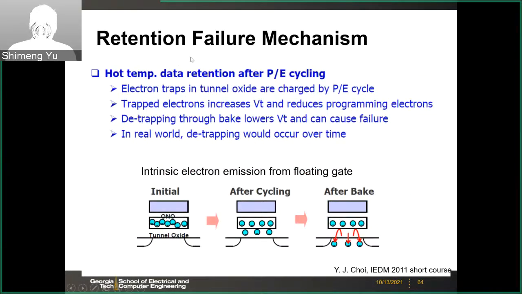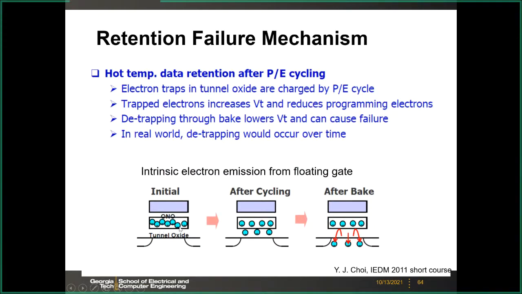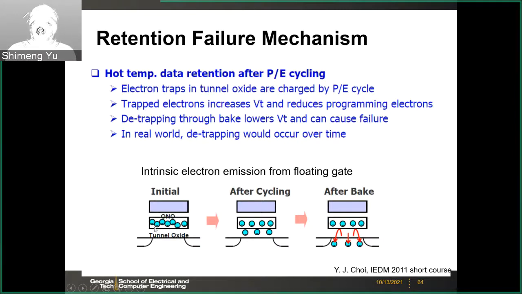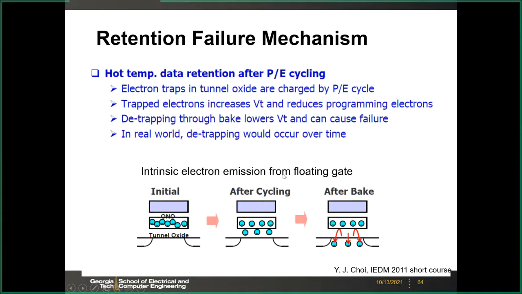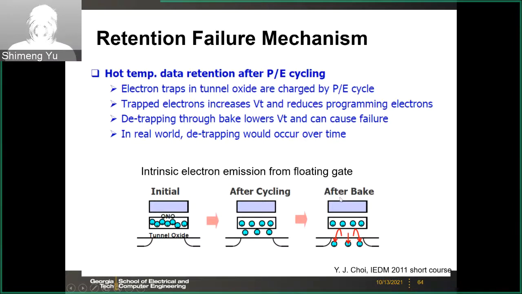And second is the retention. So retention means how long the data can be retained on the floating gate. So here, for the program state, you have those electrons in the floating gate. And then after cycling, as we discussed, some of the electrons may be trapped into this tunnel oxide. So this will be a problem if we have high temperature on the chip. For example, if you bake the chip intentionally, or if you use it in like Arizona, for example.